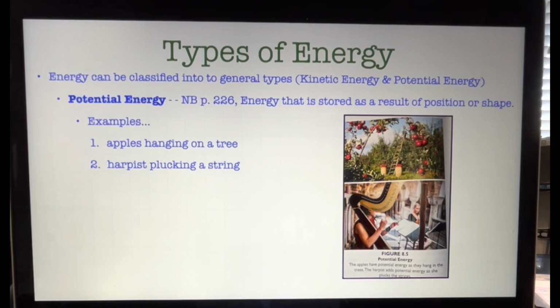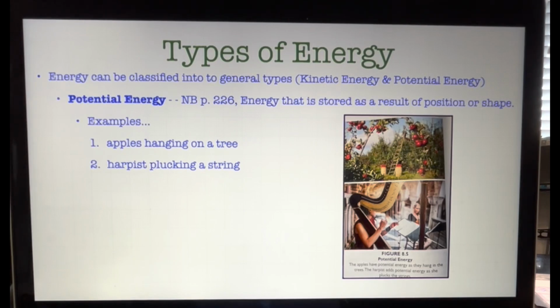All right, so potential energy is defined as energy that is stored as a result of position or shape. Potential energy is stored energy. It's ready to make something move or cause some other change. It exists even when nothing is moving.